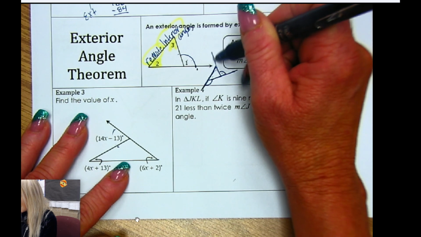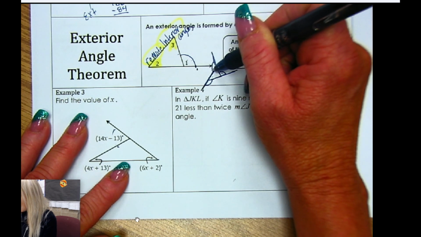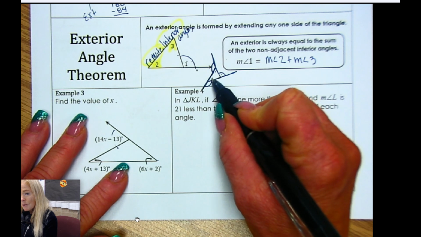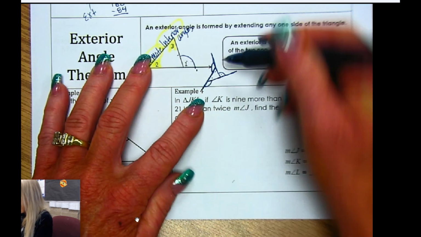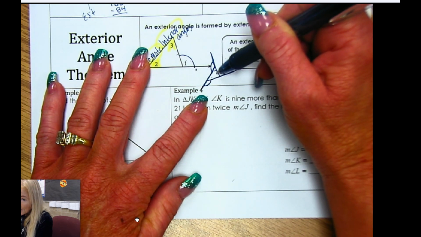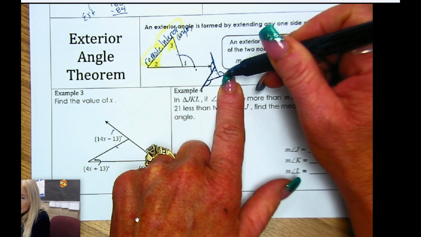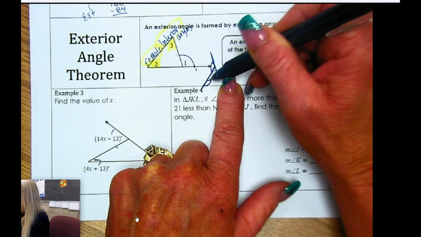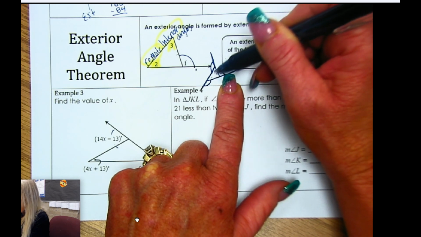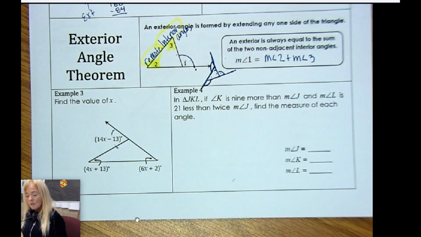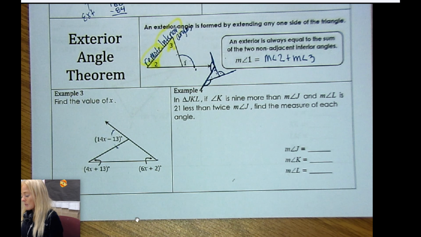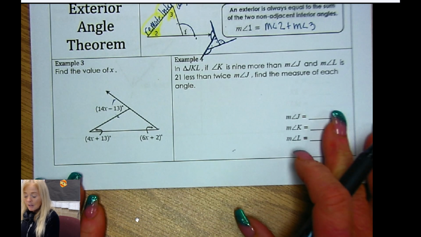And then if I extend this side, this exterior angle is equal to the sum of these 2 remote interior angles that are not attached. So this angle is equal to the sum of these 2 remote interior angles. This angle is equal to the sum of these 2 remote interior angles, not the one that's attached, but the other 2. And this angle is equal to the sum of these 2 remote interior angles. And that might help you see a little bit better what we mean by an exterior angle versus the remote interior angles. All right, so example 3, find the value of x.